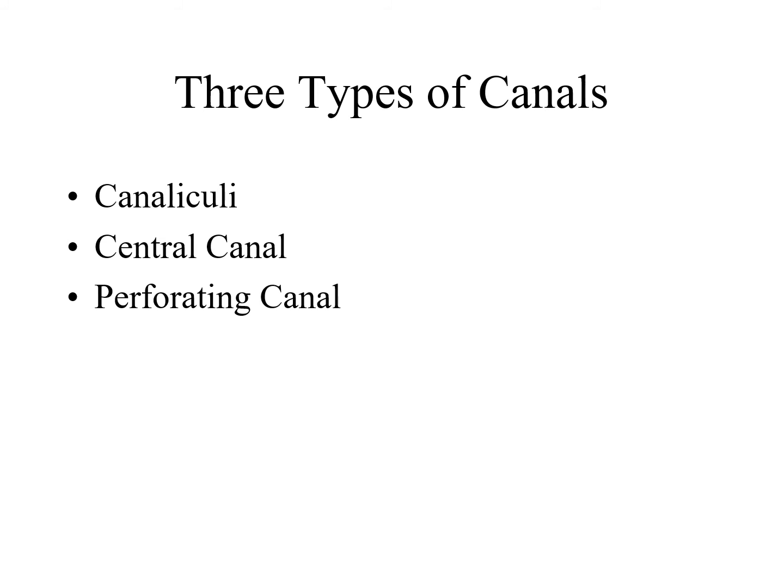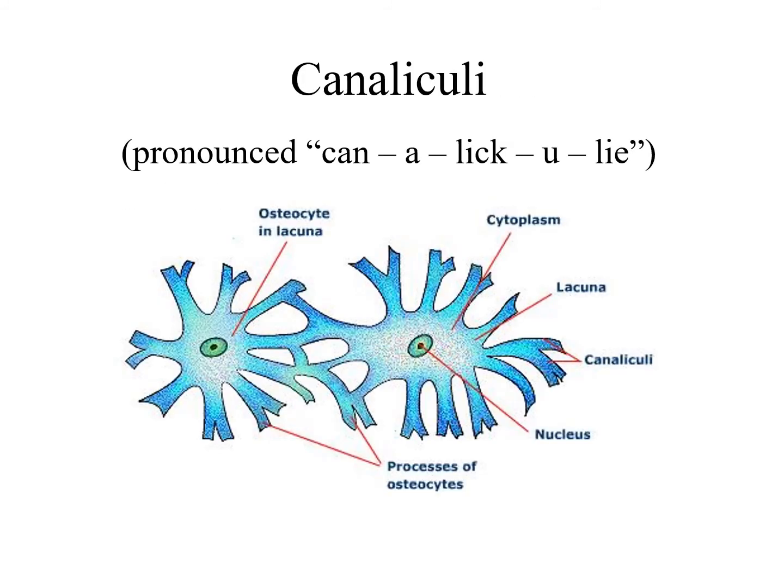Let's talk now about 3 types of canals: canaliculi, central canals, and perforating canals. Canaliculi are tiny canals. They connect neighboring osteocytes to one another, like you see here. They also connect these osteocytes back to the central canal that's in the center of the osteon.